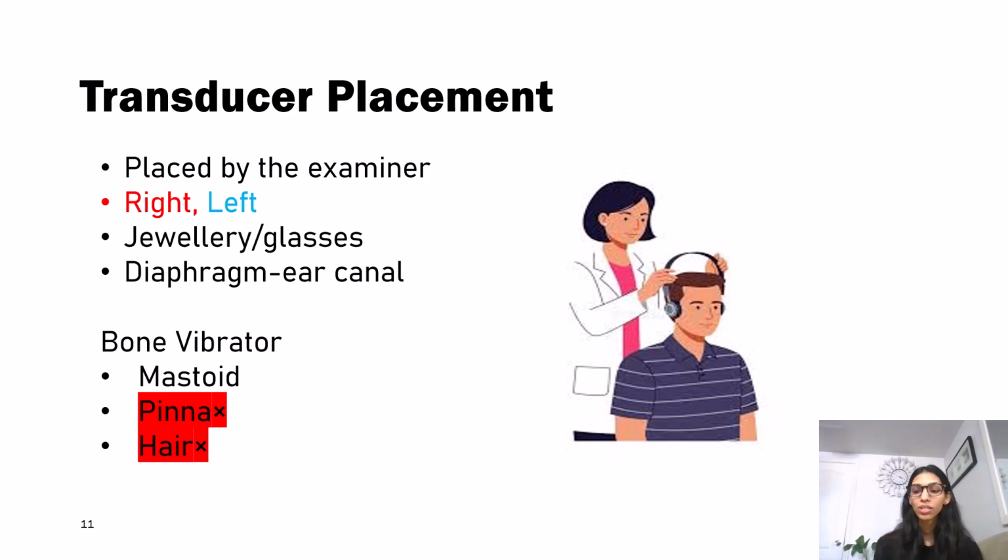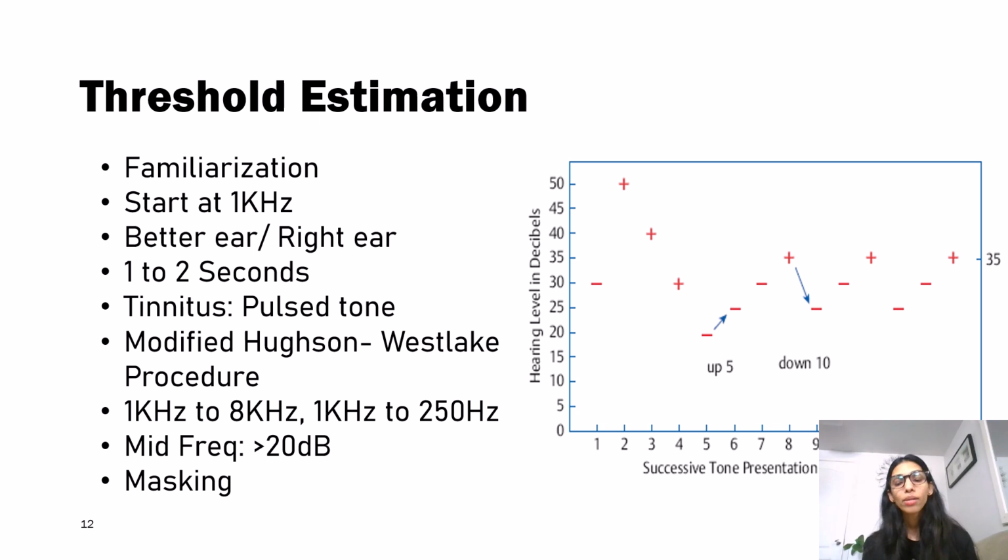So these things have to be taken care of. Now coming to threshold estimation, we usually use psychoacoustical methods, and we do familiarization before starting the test. We start at 1000 hertz because most people can hear 1000 hertz. If the patient's better ear is known, start with the better ear. If you don't know which ear is better, you can start with the right ear.